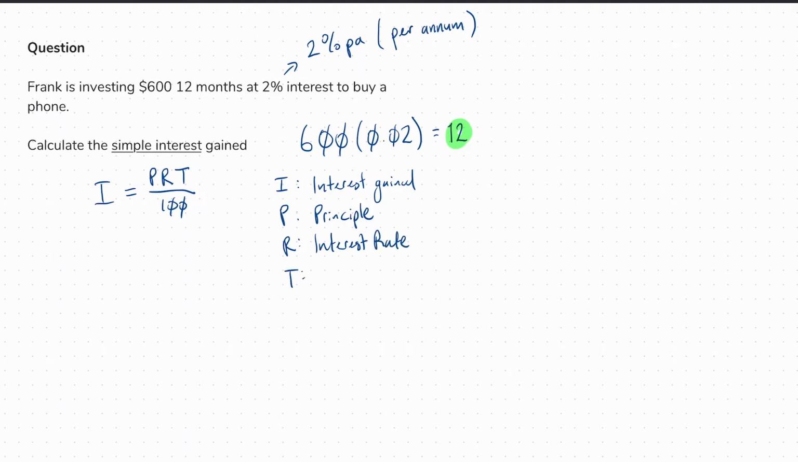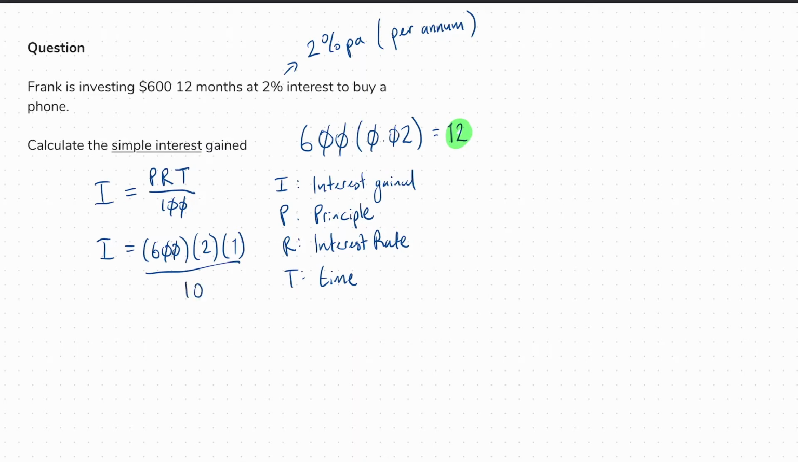R is the interest rate, so how quickly it is either increasing or decreasing. T is the time, and that's relative to the interest rate. So sometimes you might have per month or per year, so you have to keep that in mind. So let's start substituting numbers into this. The I is what we don't know, but the principal is 600. The rate is 2, and the time is 1, right? 12 months. Okay, so 12 out of 12 is 1.